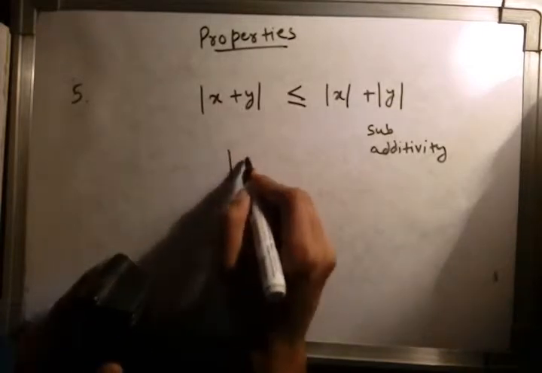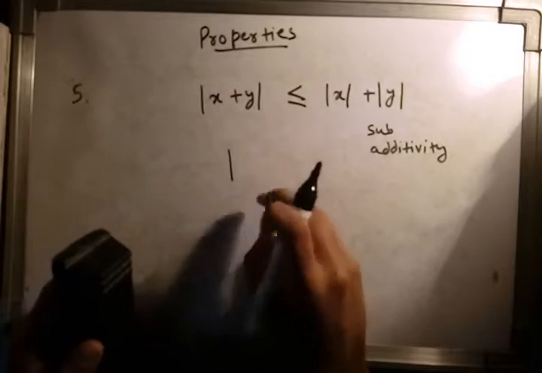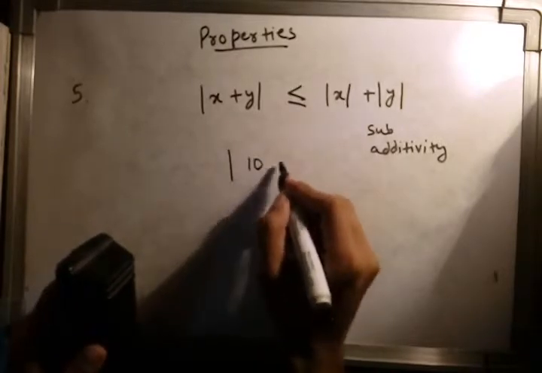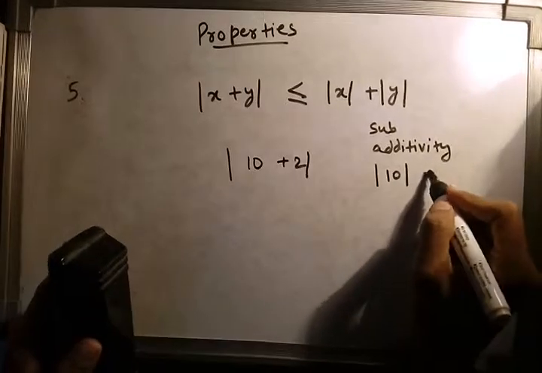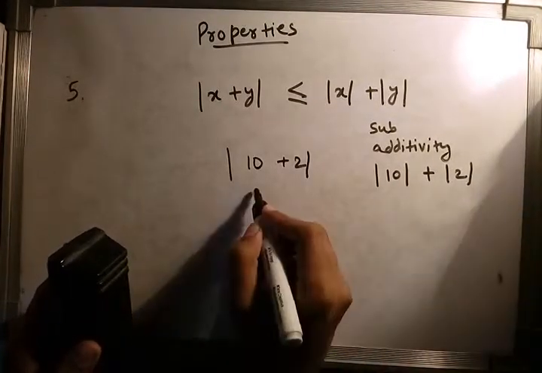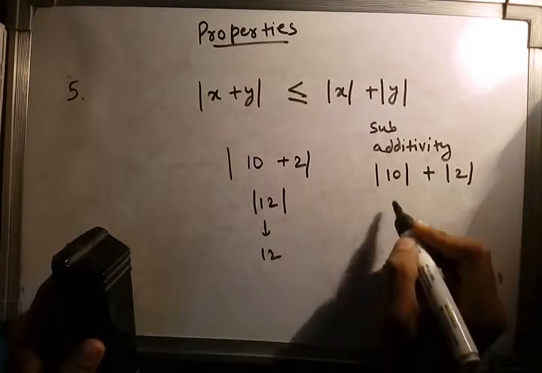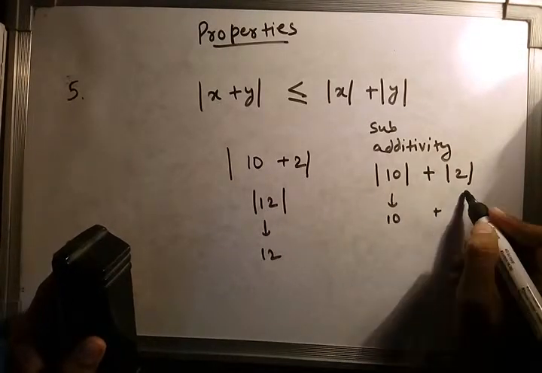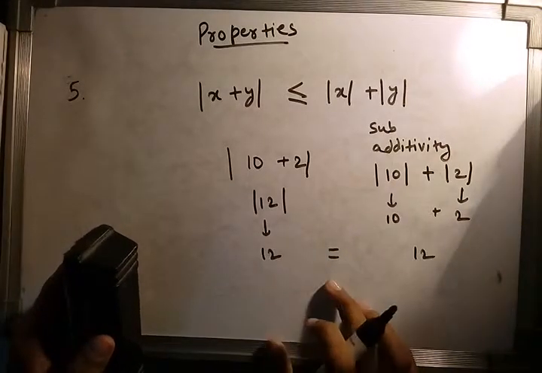That case is when both the numbers are positive. Let's not take 6 again, let's take 10 and let's take 2. Here we have modulus of 10 plus modulus of 2. We got modulus of 12. This gives 12. Here we have 10 plus 2. This gives 12. So here in this case it is equal.